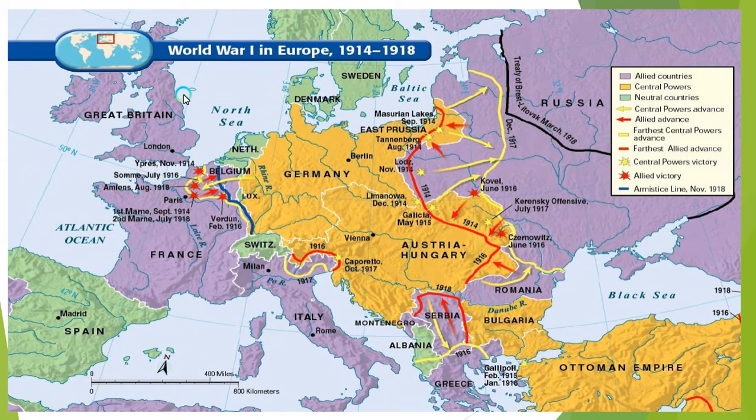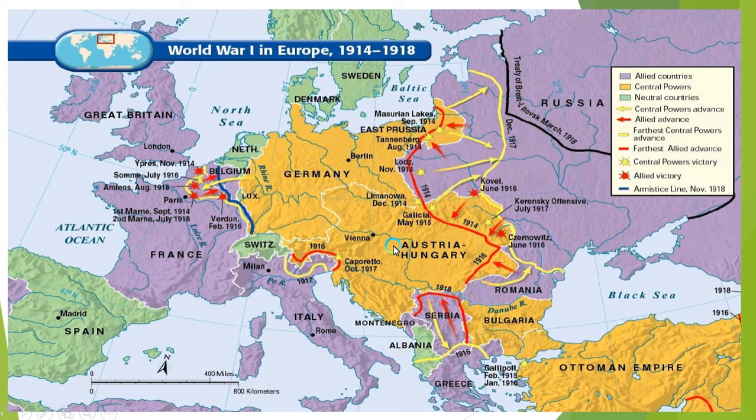The countries colored yellow here are called the Central Powers. The Central Powers are composed of three major empires: the German Empire, the Austro-Hungarian Empire, and the Ottoman Empire. The other side is called the Allied countries: Russia, Great Britain, France, Italy, and the United States of America, and also Greece, and also Japan.